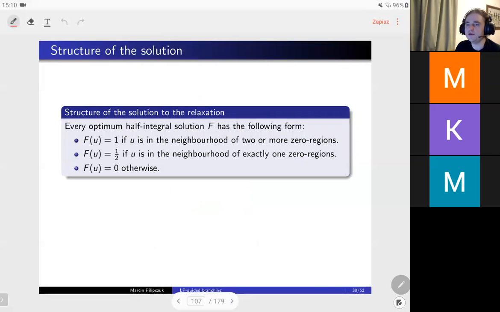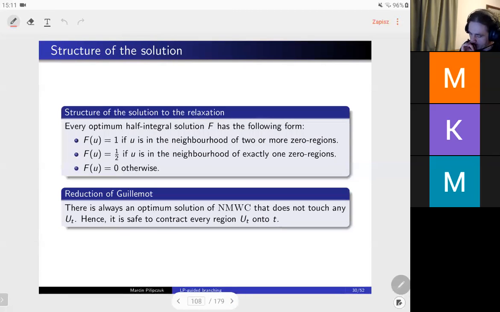So this is the lemma here, what I said before. You put ones if you're neighboring two zero regions or more, or half if you're neighboring exactly one zero region, and zero otherwise. And this is the structure of any optimal half integral solution.